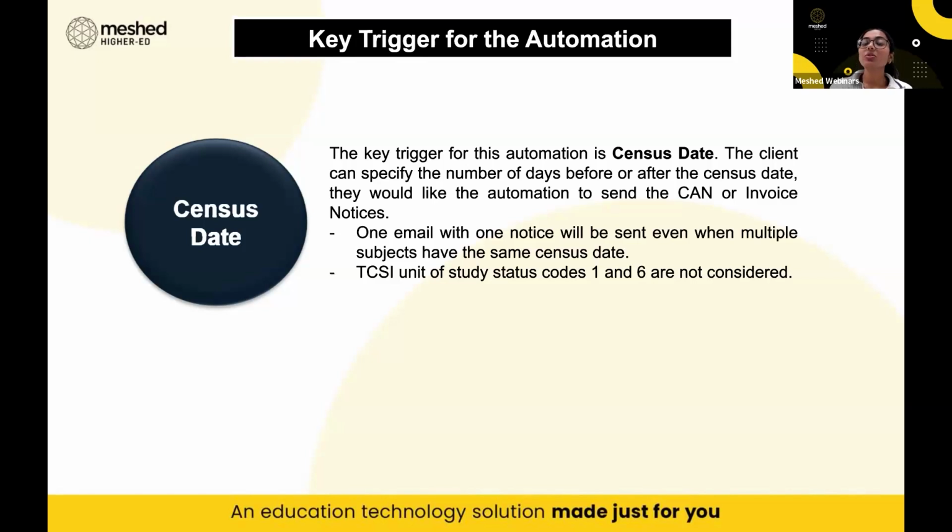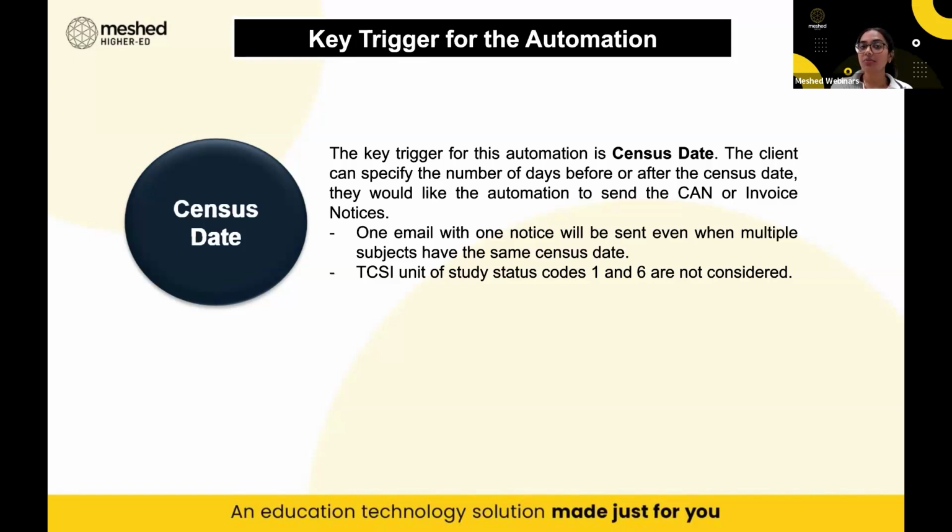Usually, when this is configured and when the automation is running, the system will send one email with one notice, even when multiple subjects have the same census dates. And any unit of study codes or any units with outcome codes TCSI relevant 1 and 6 will not be considered, because TCSI codes 1 and 6 relate to withdrawal before the census date or withdrawal without any penalties. So based on the census date, the automation rules can be configured in a way where either the CAN or the invoice notice or all of the documents can be generated and sent by the system automatically.